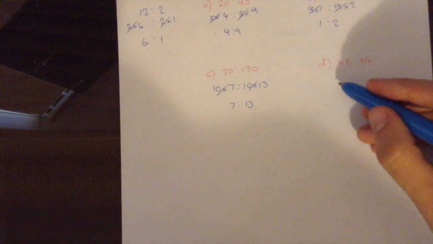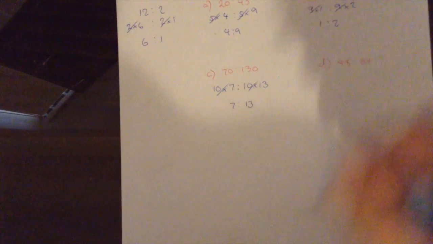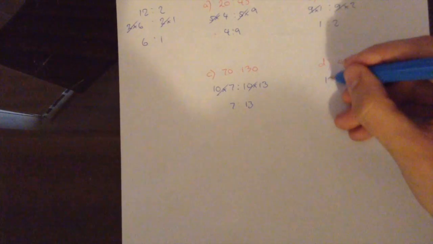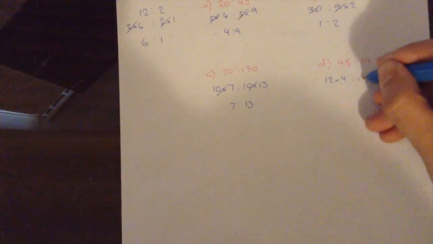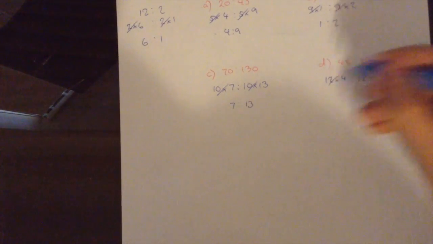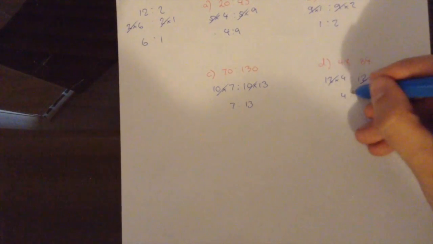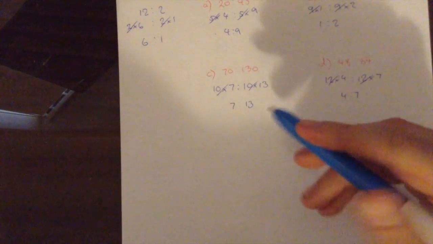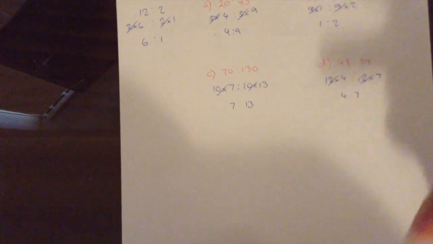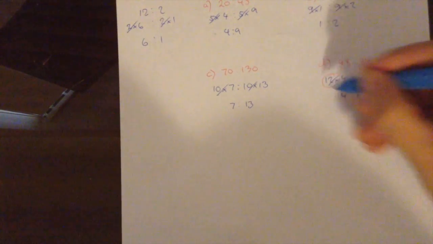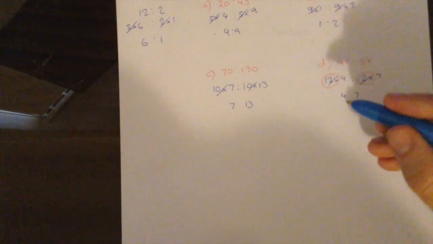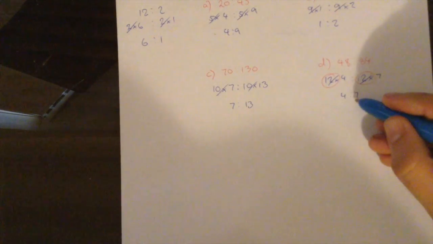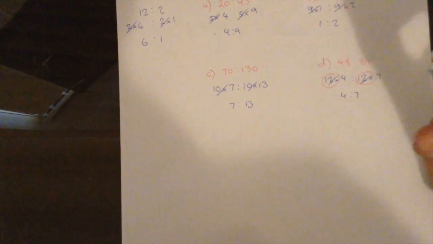For this one here, the common factor is 12, which gets us 12 times 4 to 12 times 7. The 12s cancel out, leaving us with 4 to 7. So it's really important that we look for the highest common factor. As you can see here, I've got 12 in each one. That's the highest common factor. Sometimes you might cancel it down and be able to see that you can cancel down further. That one you always need to look for.